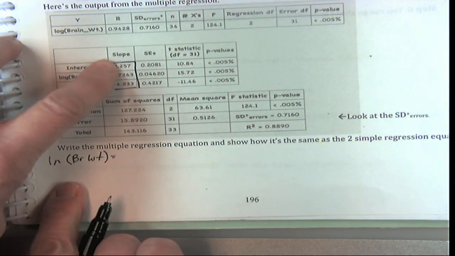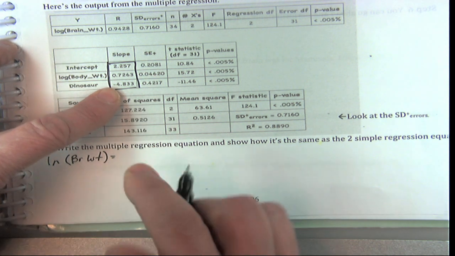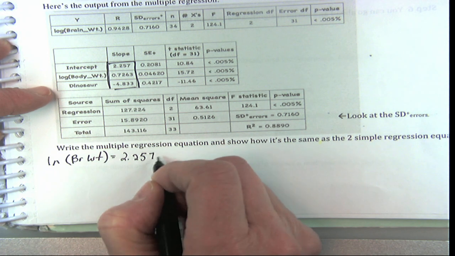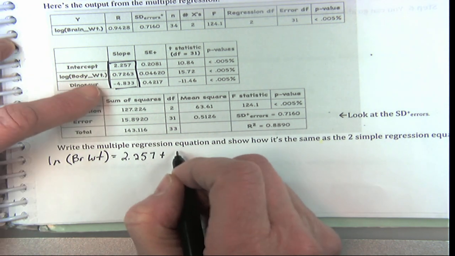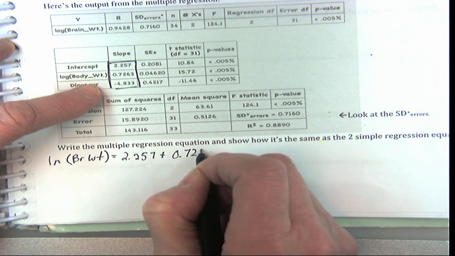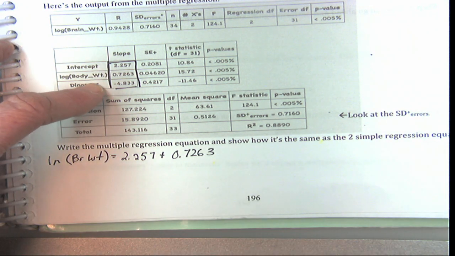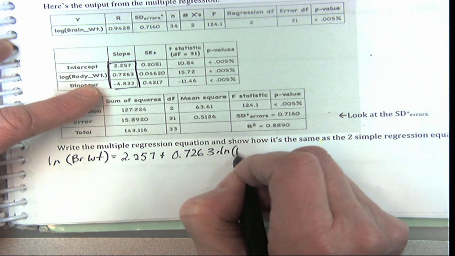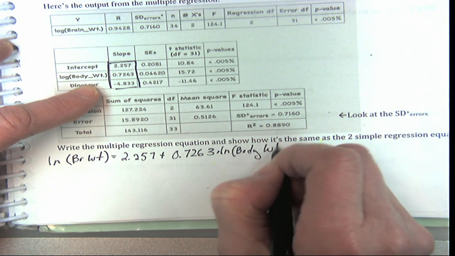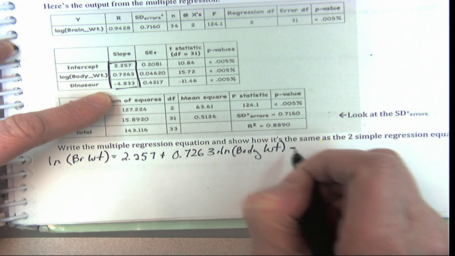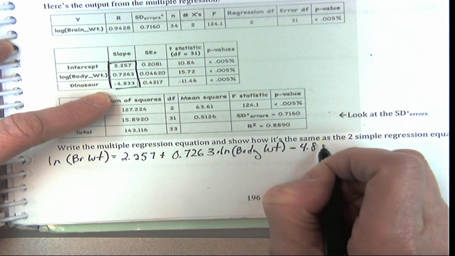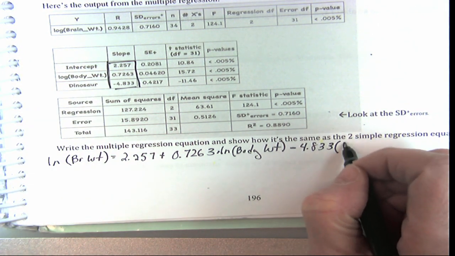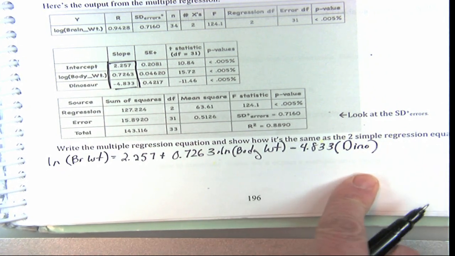Okay? This is our best fit right here. So the intercept is 2.257 plus 0.7263 times, what? Times the log of the body weight, and then minus 4.833 times this variable dinosaur. And how did we code this variable?